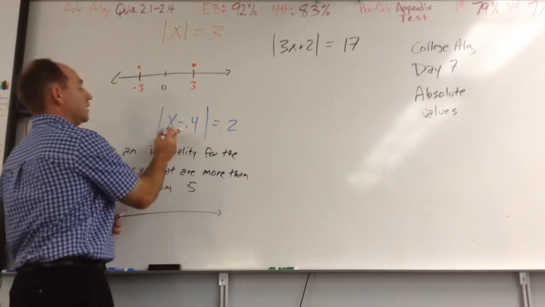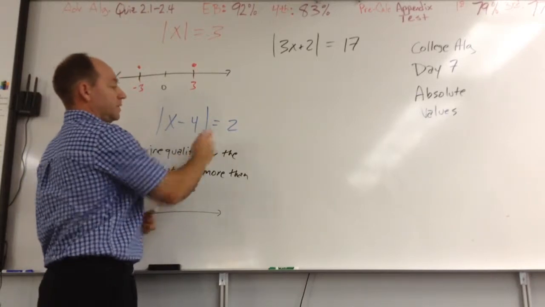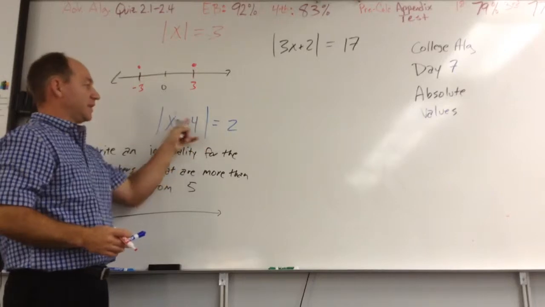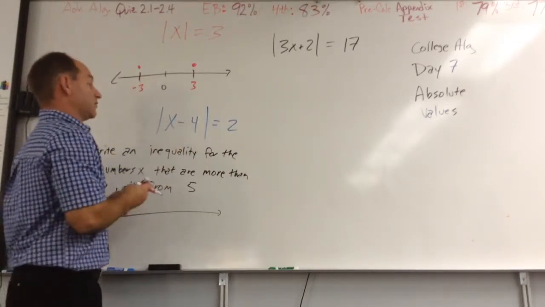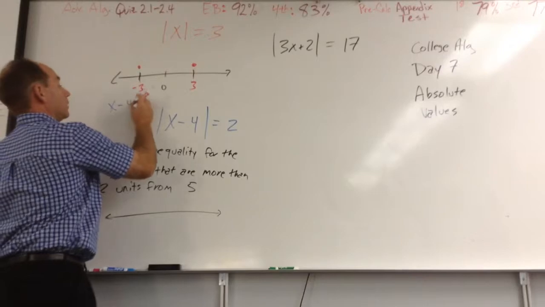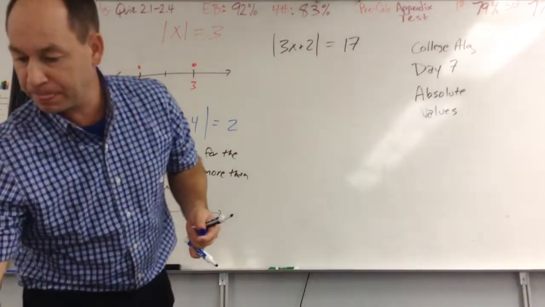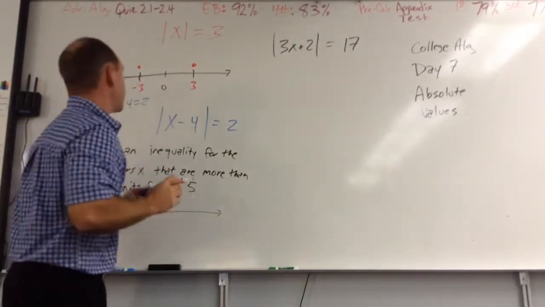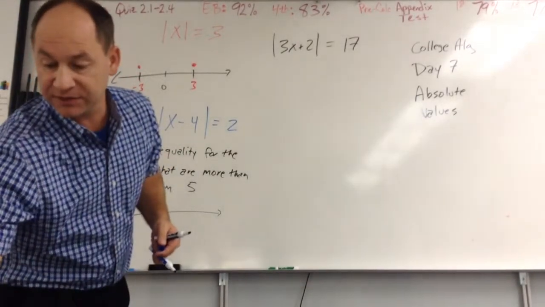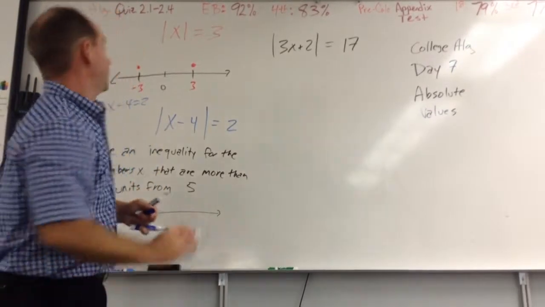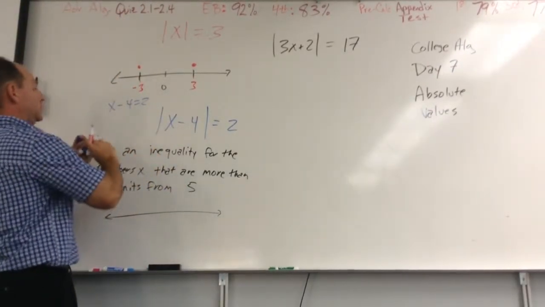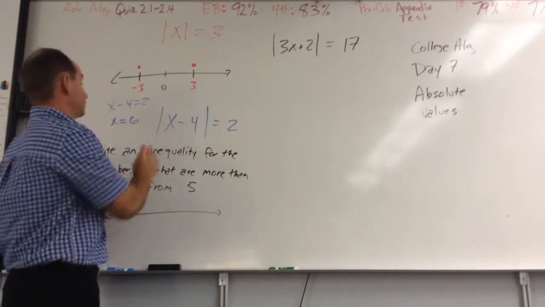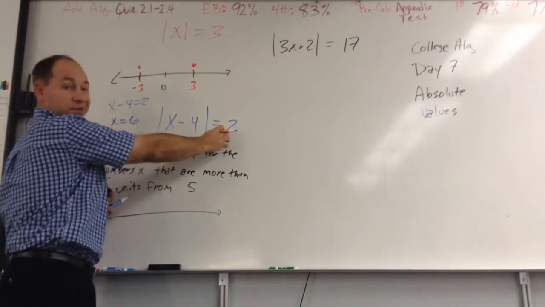Now what about when we say the absolute value of x minus 4 equals 2? Can you think with me on what this x could be? Well, the stuff in here could be 2, so x minus 4 equals 2 is one of the possibilities. If x minus 4 is 2, x equals 6, because 6 minus 4 is 2.